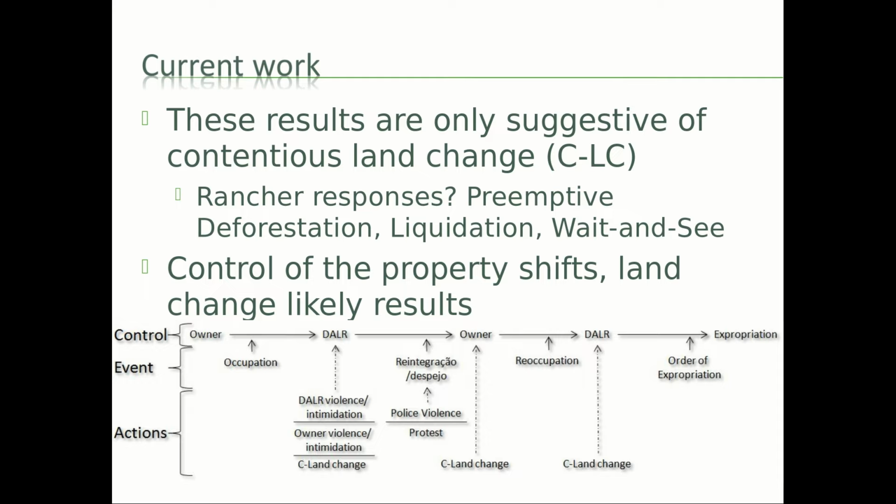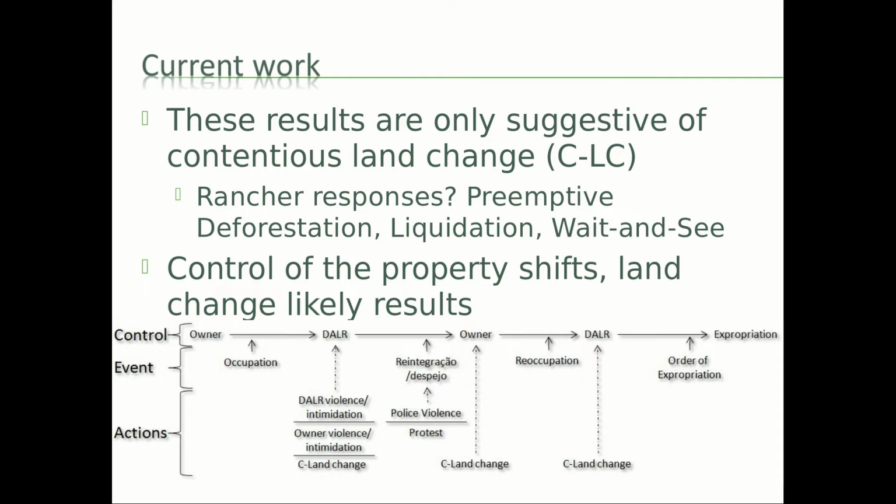There's a correlation. And what we need to know is things like, what do ranchers do when their land's occupied? Do they preemptively cut down trees in order to avoid future occupations? Do they liquidate the property's natural resources? Or do they wait and see whether the property is actually going to be expropriated or even occupied? Basically, control of the property might shift from time period to time period.